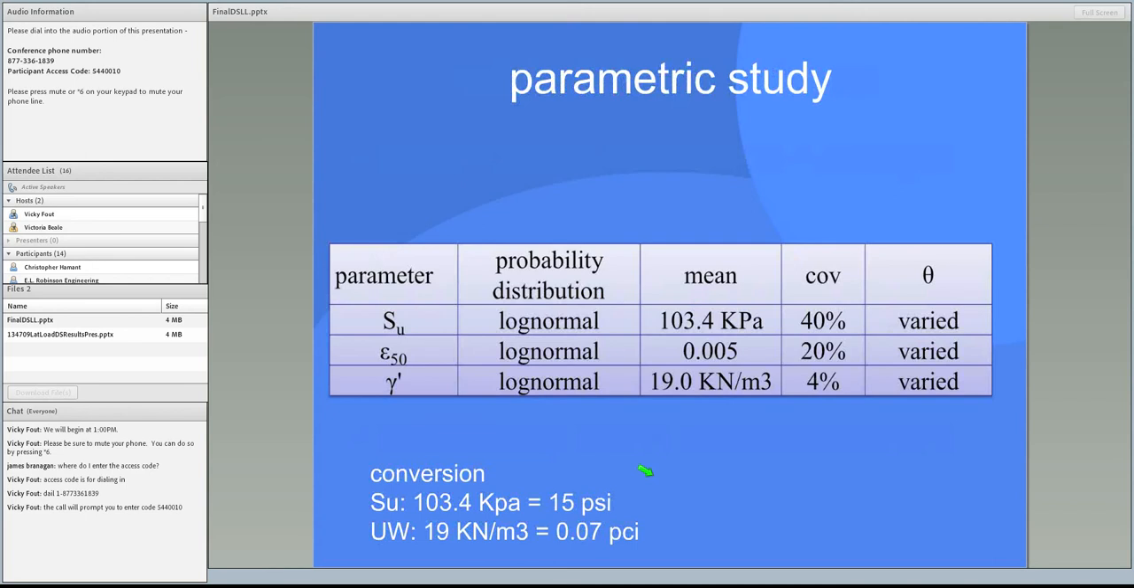And that is the implication, the interpretation of theta. When theta is longer, the random field looks more flat. This is a very important parameter in reliability calculation for foundation design.